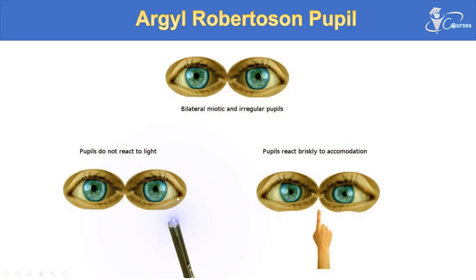They also have light-near dissociation, meaning that they have lost the light reflex. When we stimulate the pupil with a pen light, there is no response, but they have an intact near reflex. It constricts with the near reflex. So what will be the difference? In the Argyll-Robertson pupil, it responds briskly to accommodation. It will show a rapid response to accommodation, unlike the tonic response of the Adie pupil.